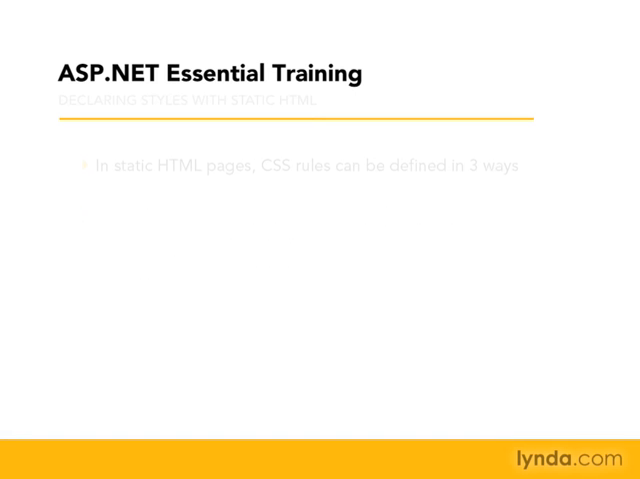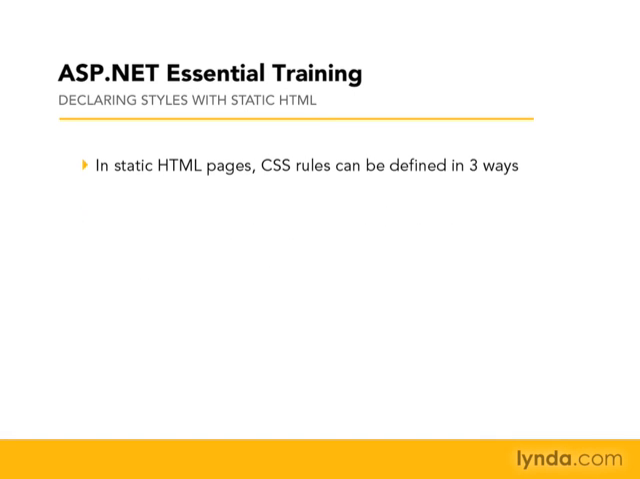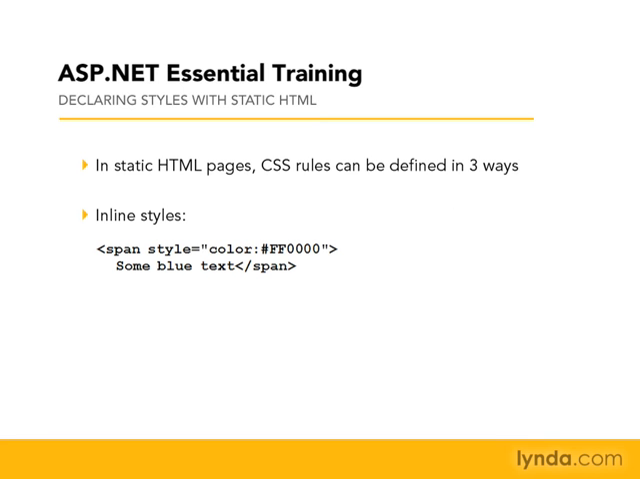When you're building static websites, you declare cascading style sheets in a few different ways. You can place your styles as inline styles, declared within HTML elements like the span tag I show here. The style attribute declares a style rule of color with a value of blue, or FF0000. The result would be that the text within that span would be blue.